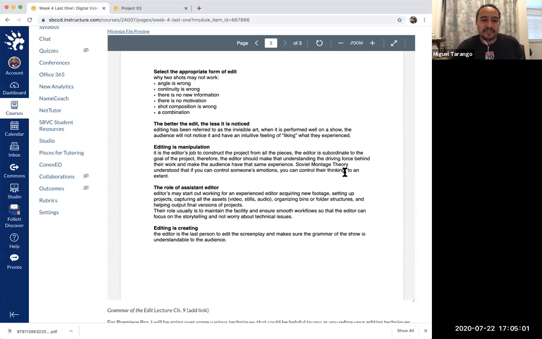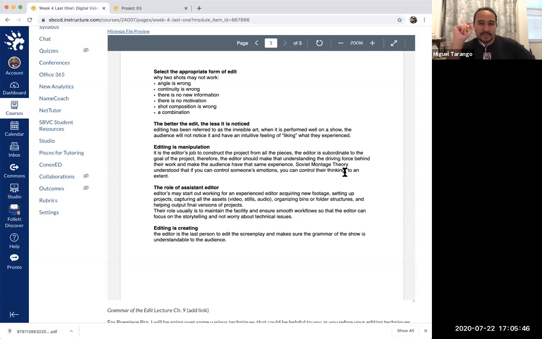It is the editor's job to construct the project from all the pieces that we get: the video, the audio, stills, any motion graphics. So the editor is subordinate to the overall goal of the project, because the editor isn't making everything, they're just receiving. So they work with what they have. Therefore, the understanding that they're subordinate to that project should be the driving force behind their work. The goal is to make sure that the audience understands what the story is, that they have the same experience as the editor, and that they understand why some of the cuts happen.